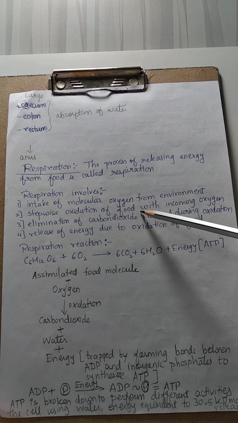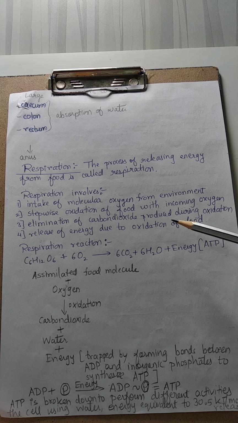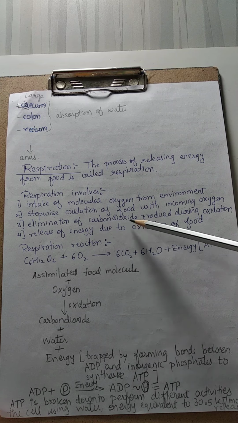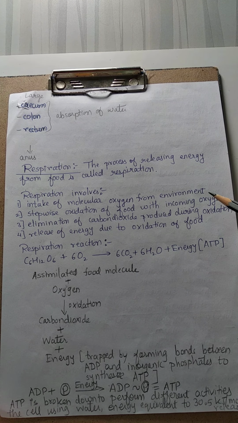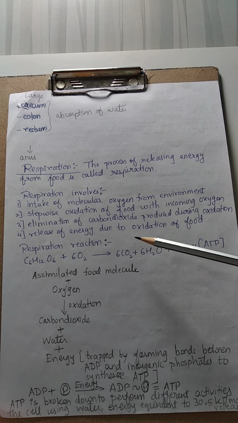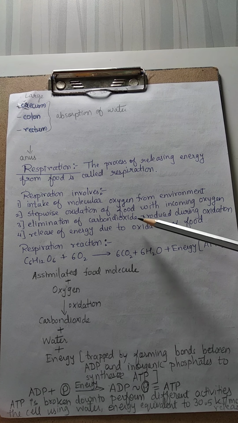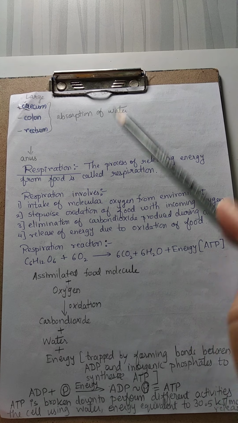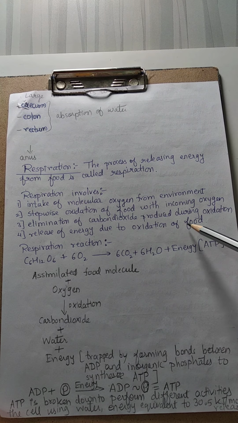So where does this oxidation of food take place? Inside the cell, right? That is called cellular respiration. Then elimination of carbon dioxide produced during oxidation. So what are the byproducts formed during respiration? They are carbon dioxide and water, right? This carbon dioxide which is generated during respiration is a waste for our body, so it is to be eliminated from our body. So elimination of carbon dioxide and then release of energy due to oxidation of food, right?